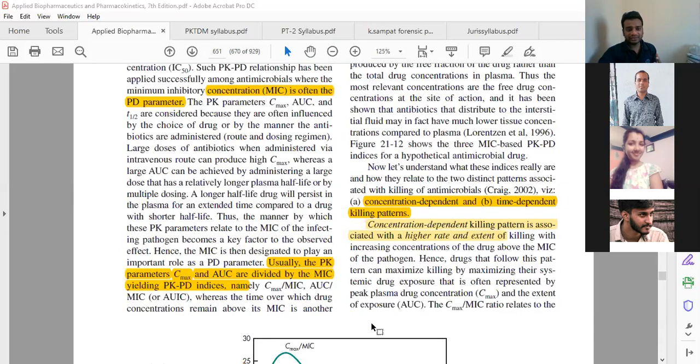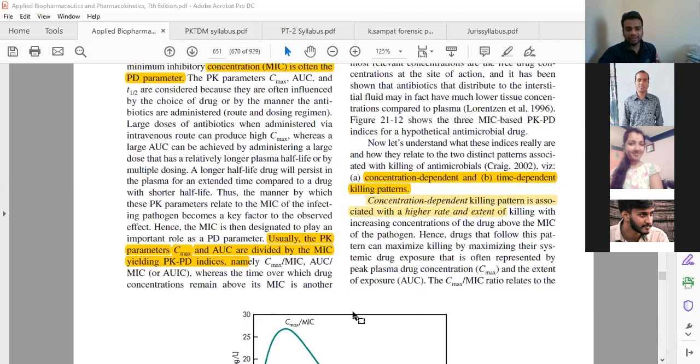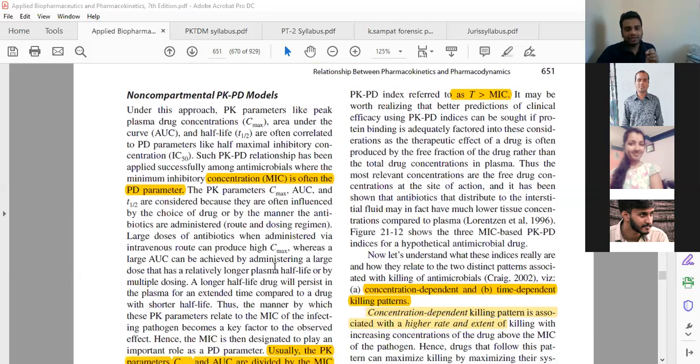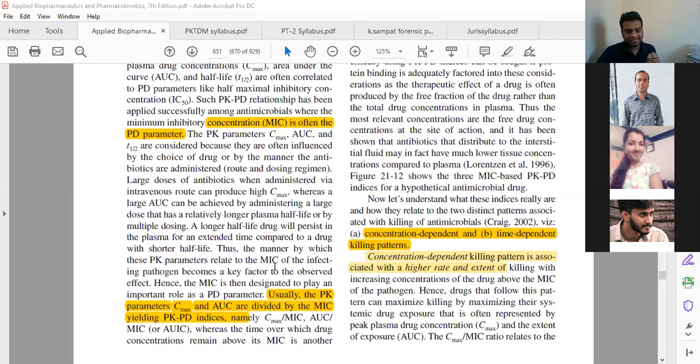We'll see what it signifies. Based on this, you can predict the efficacy of a drug. For example, you can use these indices to say that it is concentration related, because Cmax and AUC are related to concentration, right? Hello, Cmax and AUC are related to concentration, right? So you can call them concentration dependent indices.